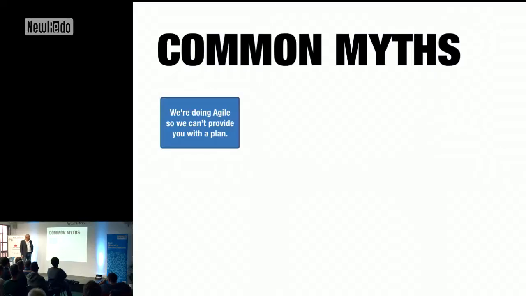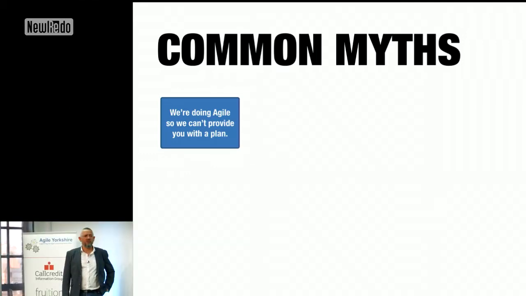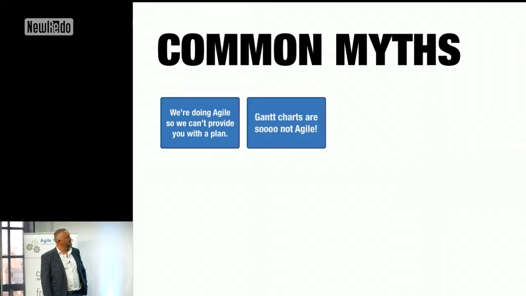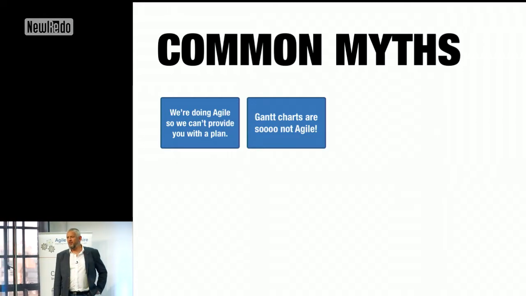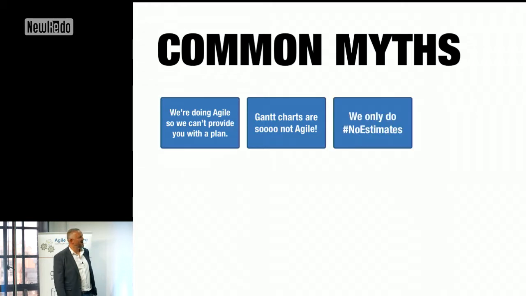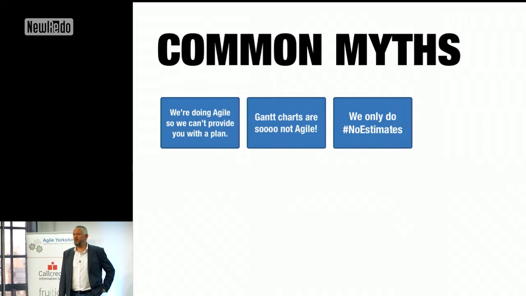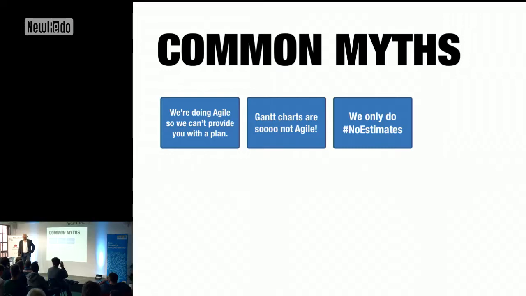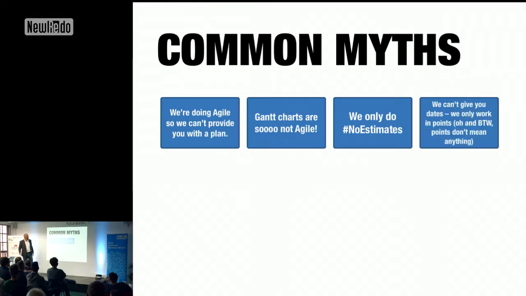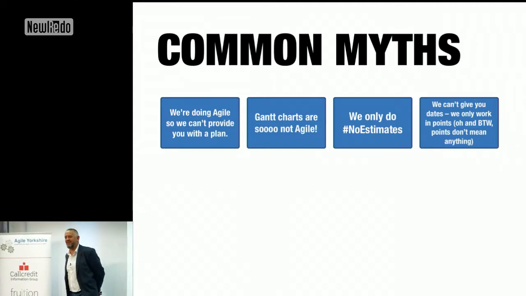So we're doing Agile, so we can't provide you with a plan. There's an interesting one that we hear quite a lot of. Gantt charts are so not Agile. It's another myth there. All right. We only do #no estimates. Any #no estimates folk in the room? Ooh, look at them, even scared to put their hands up. We can't give you dates. We only work in points. Oh, and by the way, points don't mean anything.